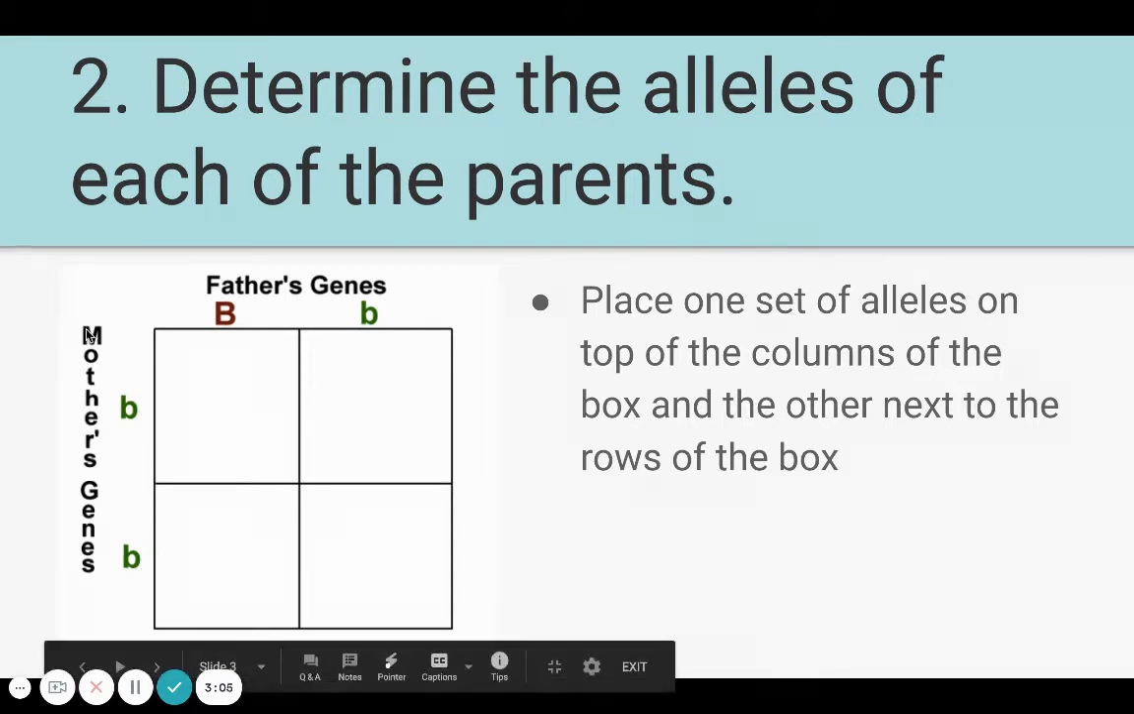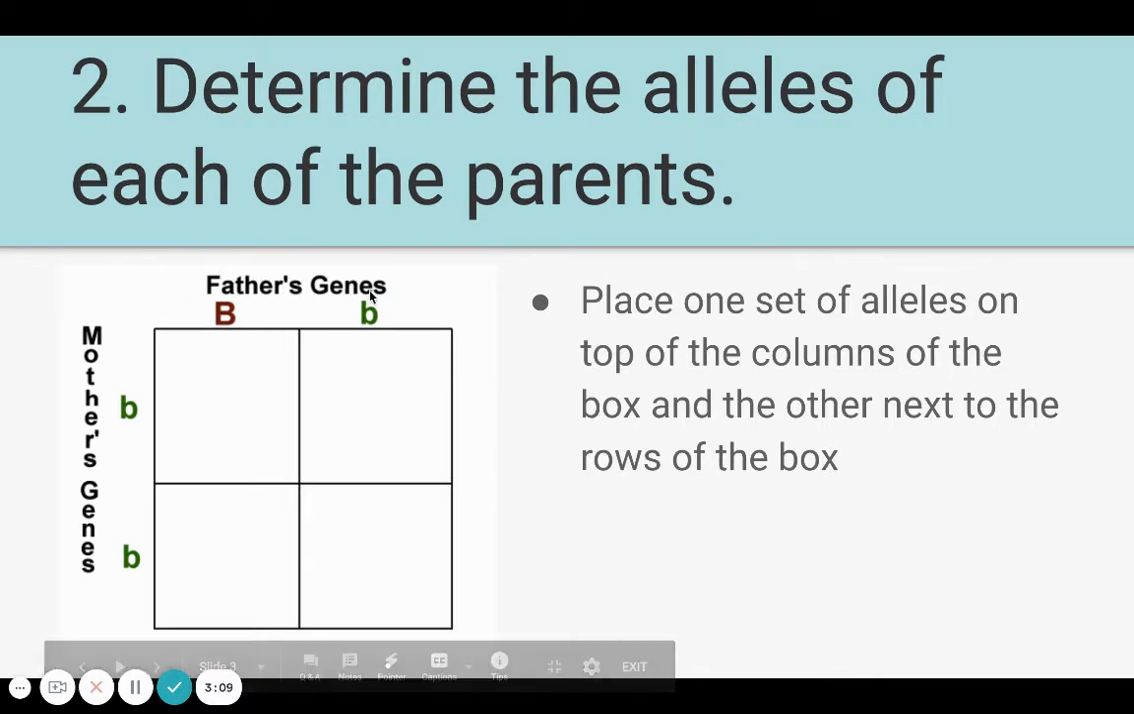And it's labeled mother's genes and father's genes. It doesn't matter which you put where. If you put the mother's genes up here, you're still going to get the same answer. So that's also just something to keep in mind. So you put one of the parents' alleles on the columns and one of the parents' alleles on the rows. So that is the second step.